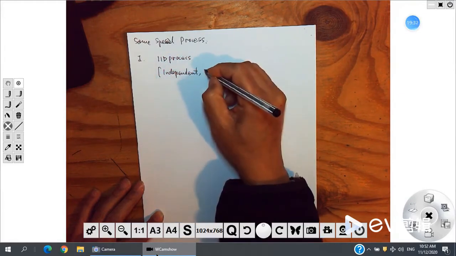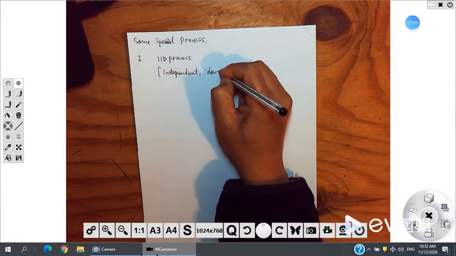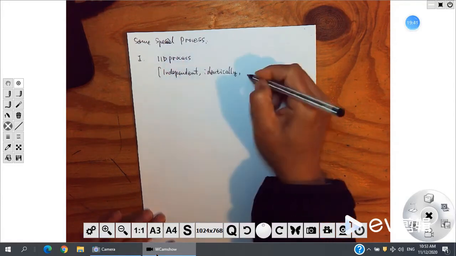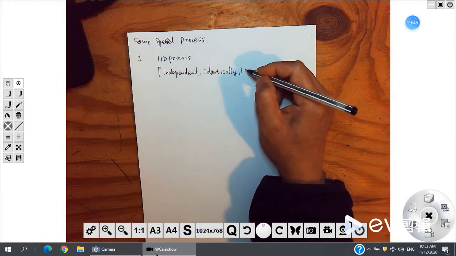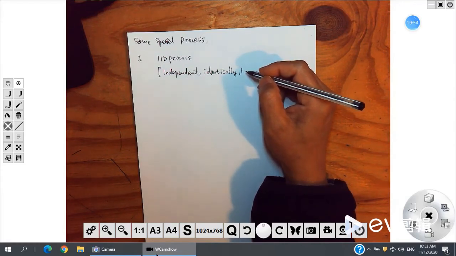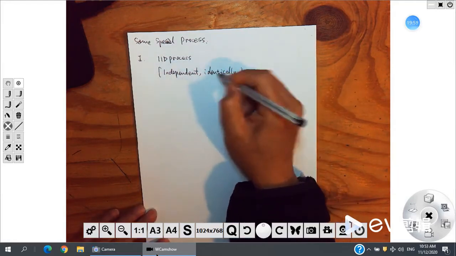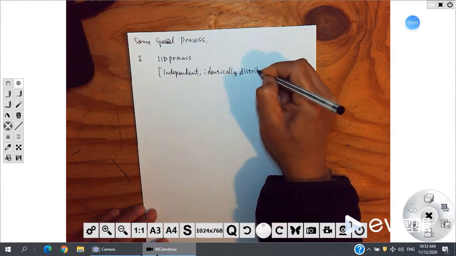The second I is identical, identically, and the D is distributed. Independent, identically distributed. How to say? Identity. Check. Yeah, just like this. Independent, identically distributed.